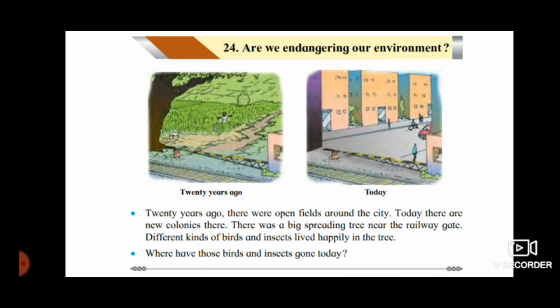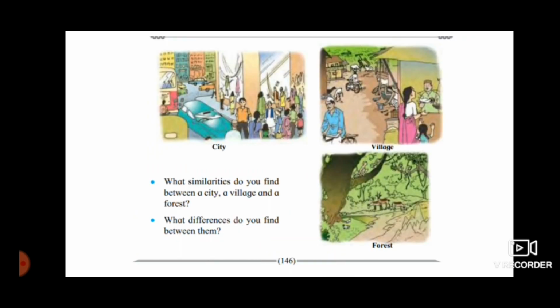Children, now look at these pictures. There is a picture of a village, city and forest. In the city, what do you see? Crowds of people, huge buildings, malls, vehicles. And in villages, few people, small grocery shops, small houses. And the forest has plenty of trees, animals, mountains.